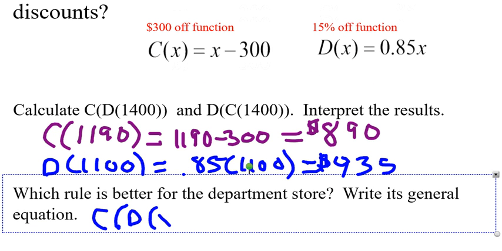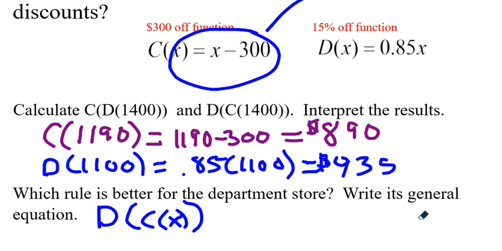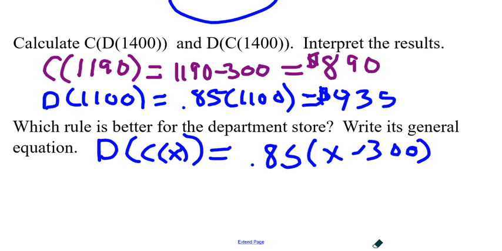All right, so we have to do the other direction. So the better thing for the department store, because that's really how it'll be done, is to take the coupon off first and then do the discount. So they're really looking for D of C of X. So that means I'm going to take all of C and stick it in for this X on the D function. So therefore, I'm going to do 0.85 times x minus 300.